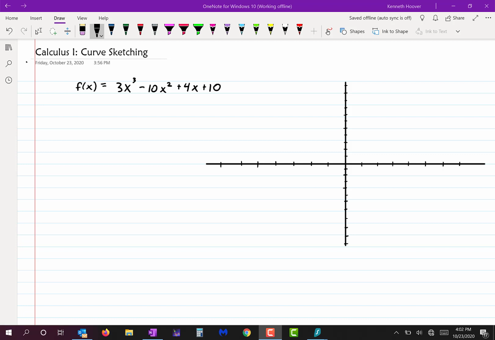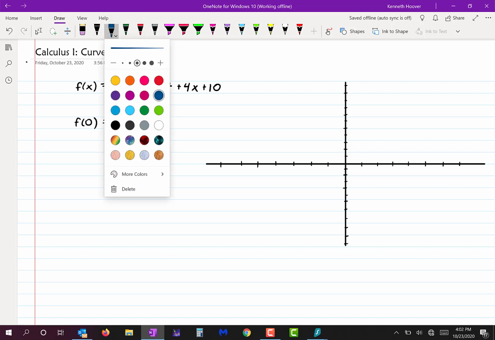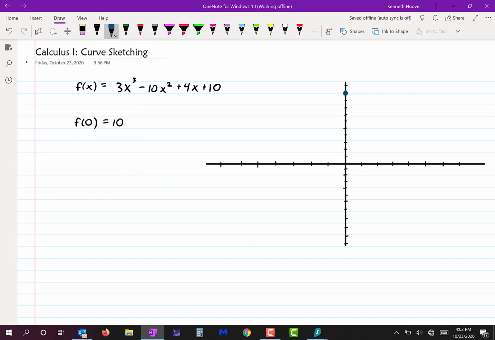Okay? So let's do this first. It doesn't matter what order we go in, but let's find the y-intercept. How do we do that? We plug in 0. And what do we get? We get 10. So the y-intercept is 10, which I believe is right there.